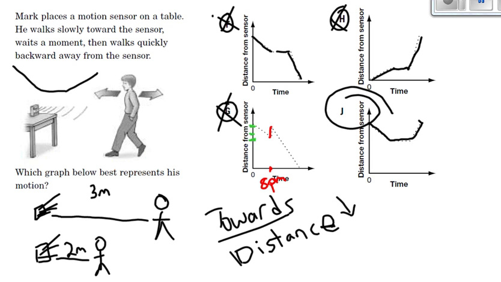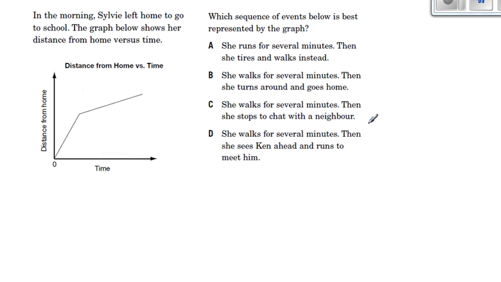So let's look at some other questions. In the morning, Sylvie left home to go to school. The graph below shows her distance from home versus time. So before I even look at what's going on, I like to see the graph. It's measuring distance from home compared to time. So we can see that we start off at home, we move away from home, and then we change speeds, but we continue moving away from home. So we need to go away from home and then continue to go away from home.